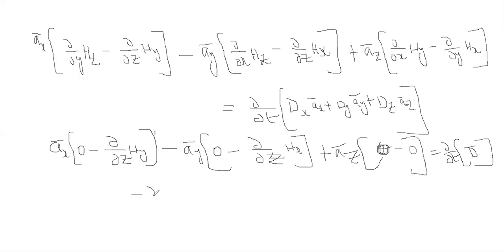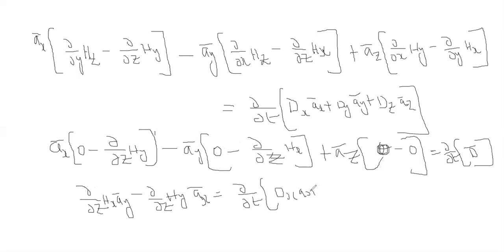That is minus ∂/∂z of Hy ax bar, and here minus into minus is a plus, so ∂/∂z of Hx ay bar, is equal to ∂/∂t of Dx ax bar plus Dy ay bar plus Dz az bar.